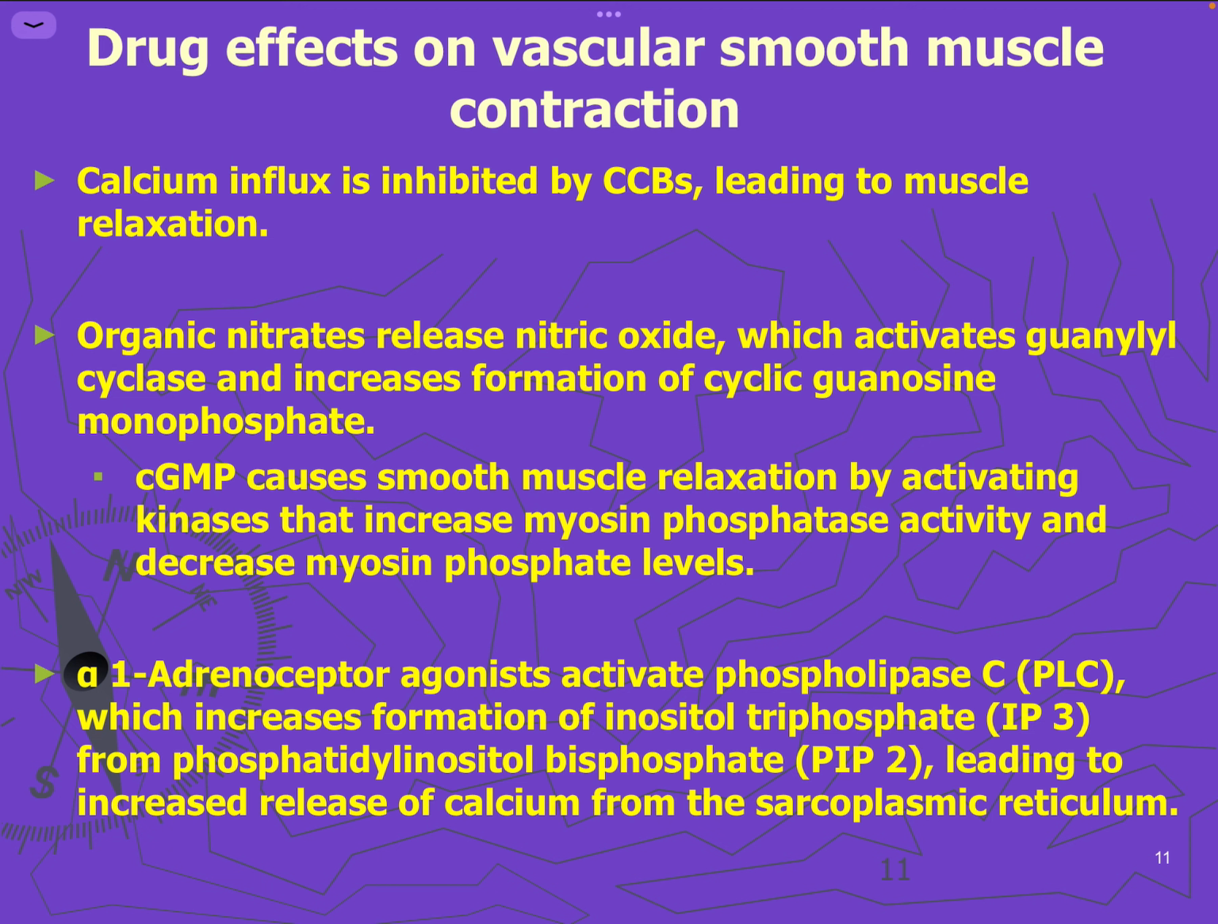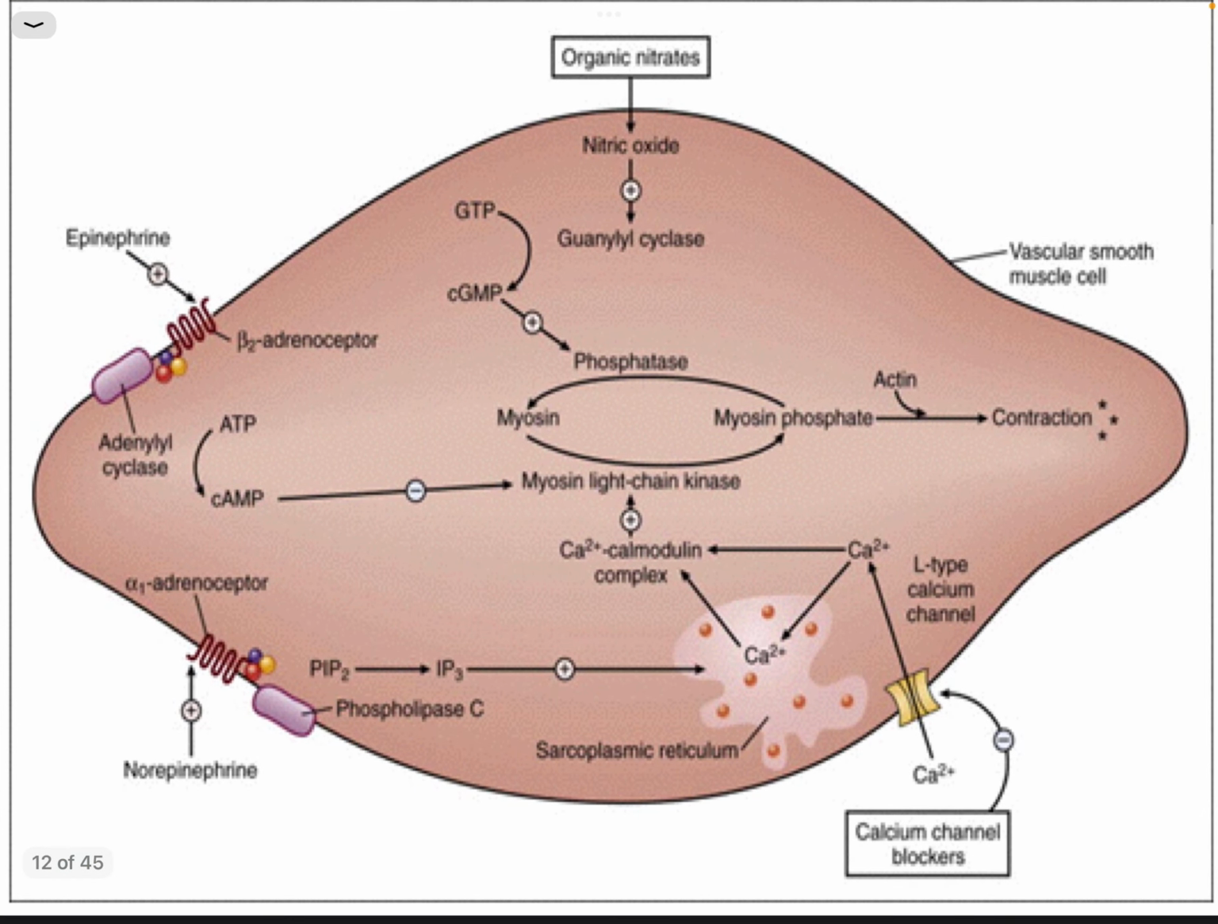Once nitric oxide is released, it activates an enzyme called guanylyl cyclase. This increases the formation of cyclic GMP, which causes vascular smooth muscle relaxation through different mechanisms. One of these mechanisms is activated myosin phosphatase activity, which will decrease the active myosin level. So let's go to the next slide and look at the effects of organic nitrates.